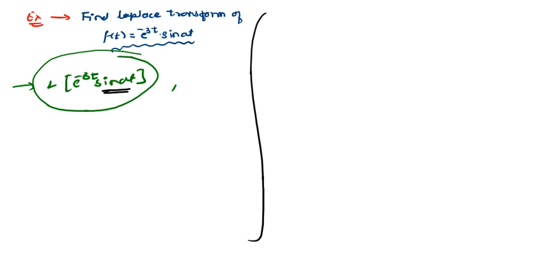Firstly, consider f of t. What is f of t? Sine at. Find out its Laplace transform. What is the Laplace transform of sine at? That is a upon s square plus a square. Now insert the term. What is the term? E raised to minus 3t here.